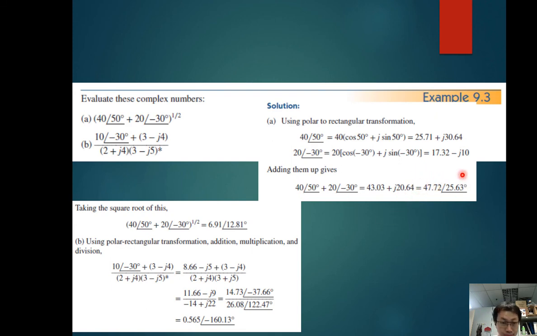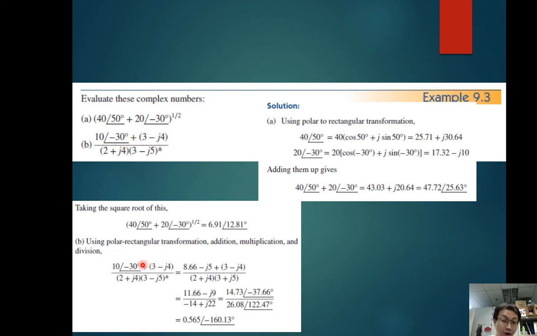So this is my, and then I'm taking the square root of this. Then I found this one. So I transform to the polar. I'm taking the square root and found this one. B. So I have a subtraction. So I change to rectangular form.